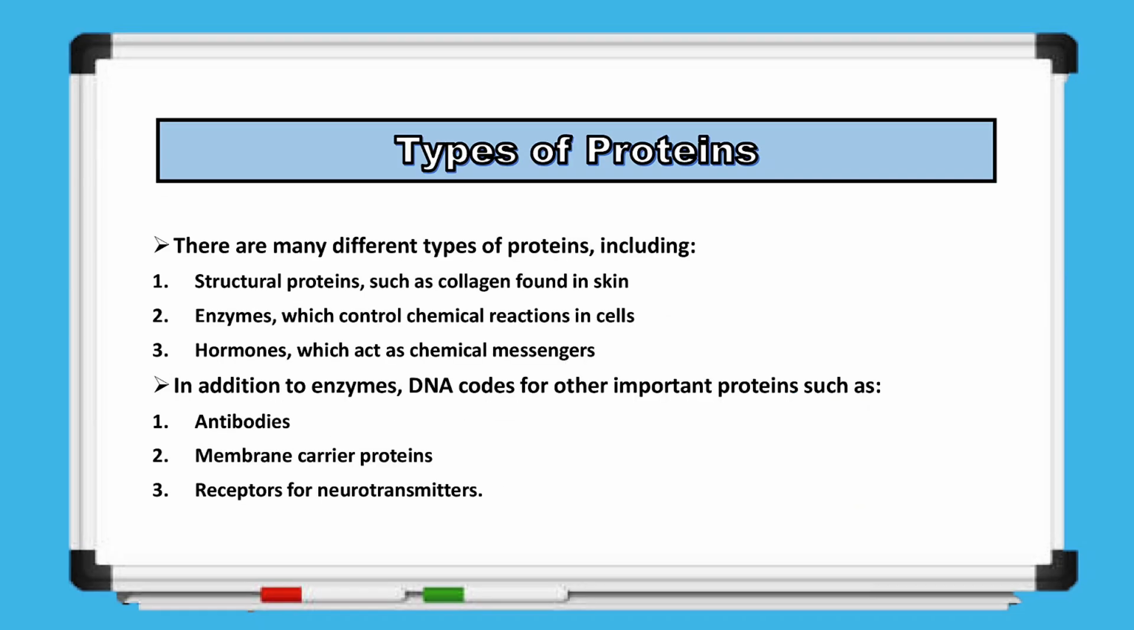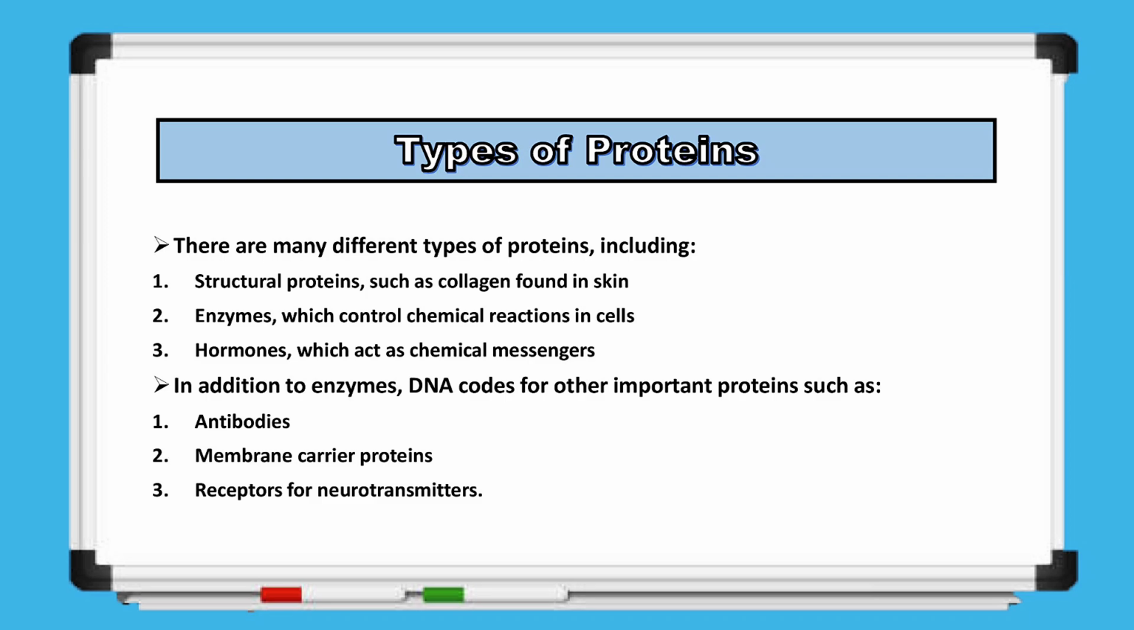Now let us look at the different types of proteins. There are many types of proteins found in living organisms. One important type is structural proteins, such as collagen, which is found in the skin and provides strength and support. Another important type is enzymes. Enzymes control and speed up chemical reactions inside cells. Hormones are also proteins. They act as chemical messengers and help control different processes in the body.